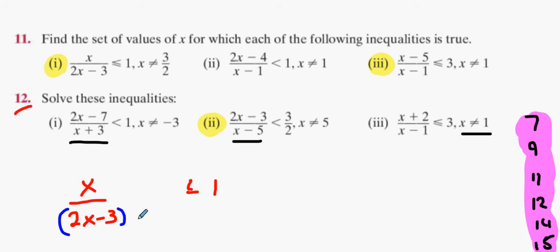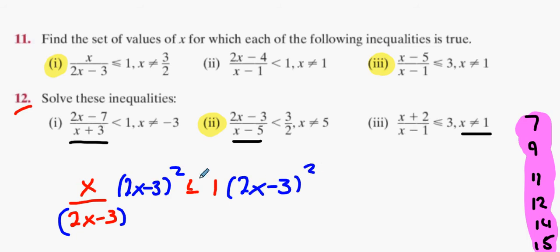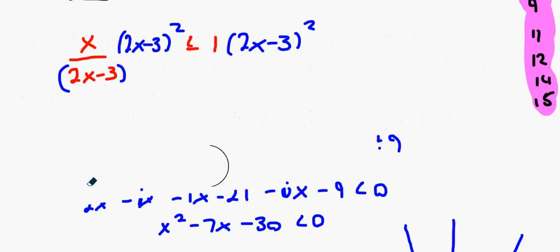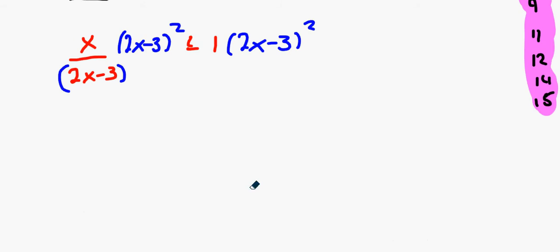The square of the denominator. So I'm going to use 2x minus 3 squared on both sides. The fact that this is guaranteed to be positive means that the inequality sign is not affected. Now, you can cancel one of the 2x minus 3's, because one of them here will cancel with that one there. And then we're going to get 2x squared minus 3x less than or equal to, just square out 2x minus 3 by 2x minus 3.